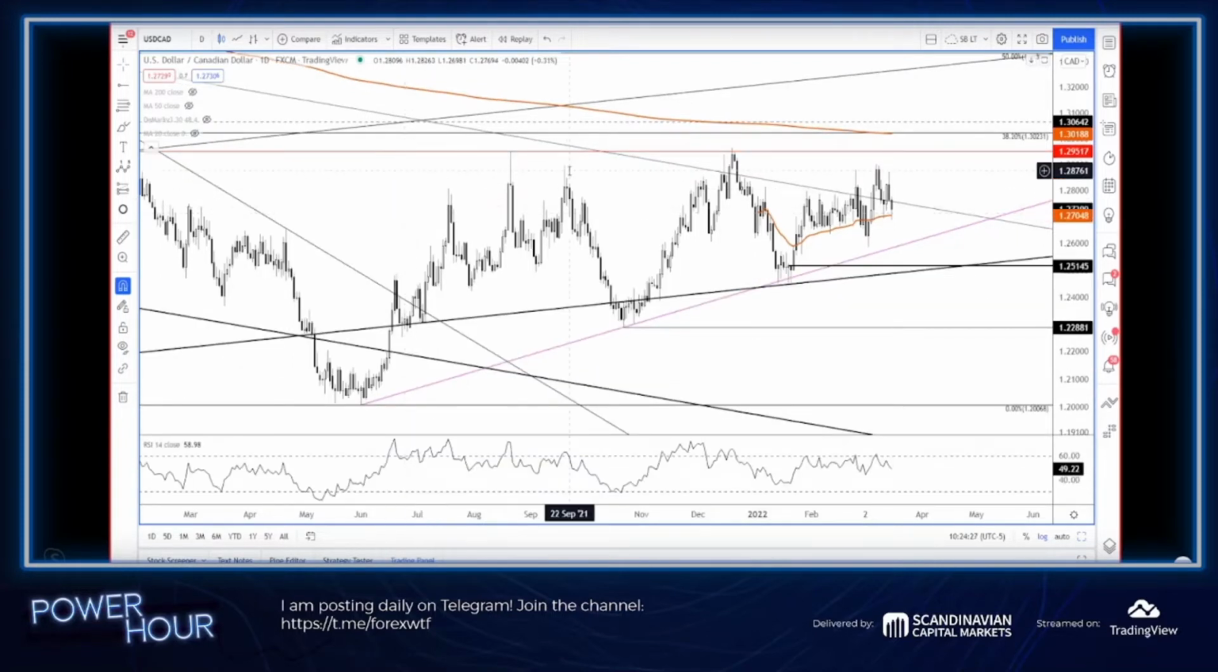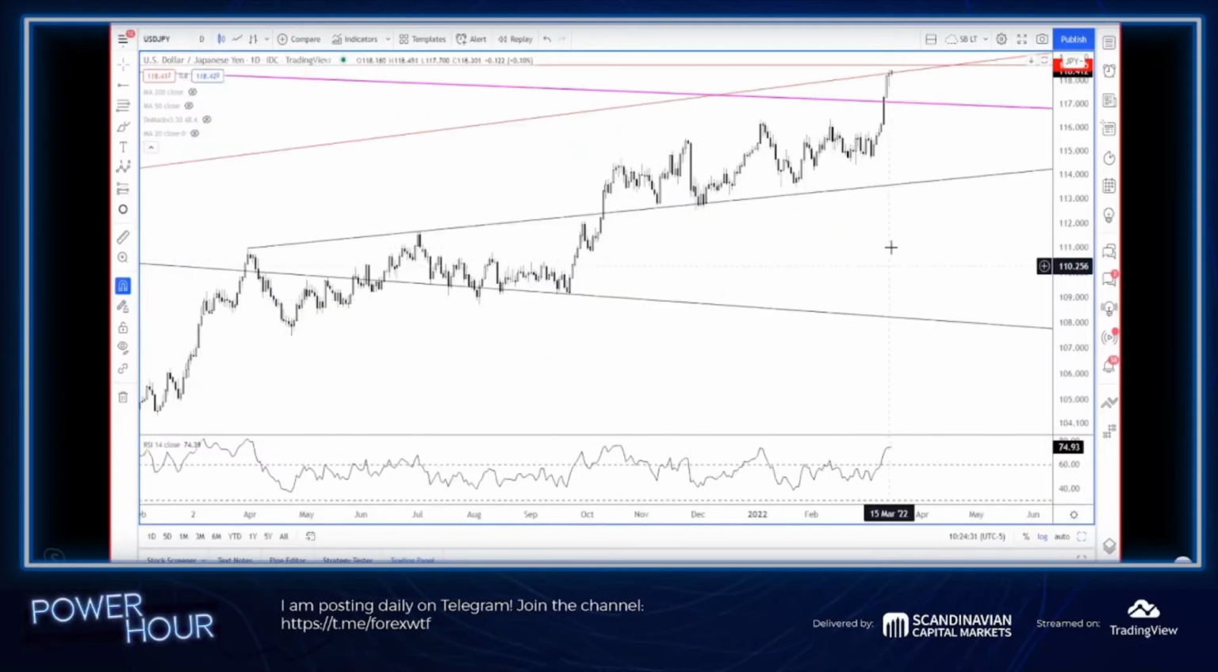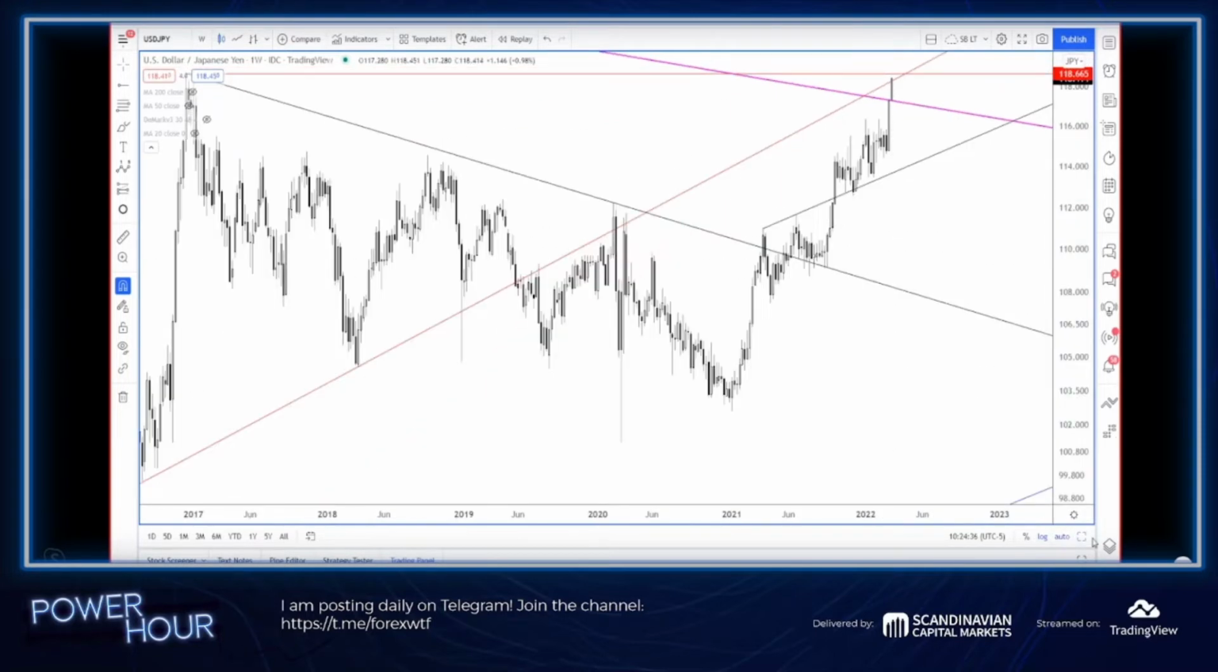All right, let's go to dollar yen, which has broken out big time. So weekly chart, we looked at this last week.